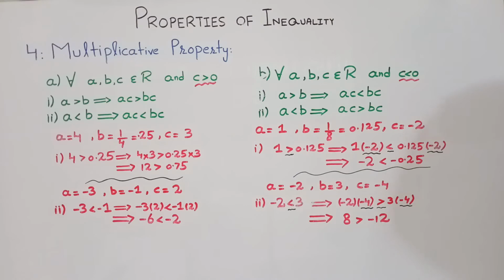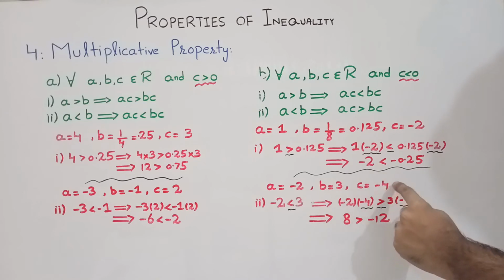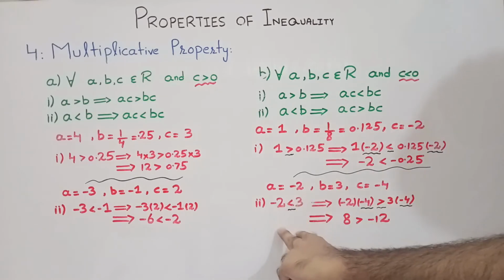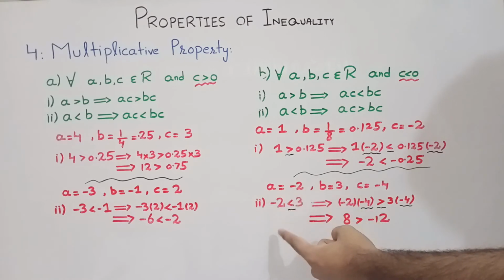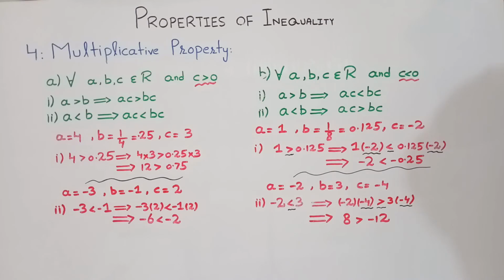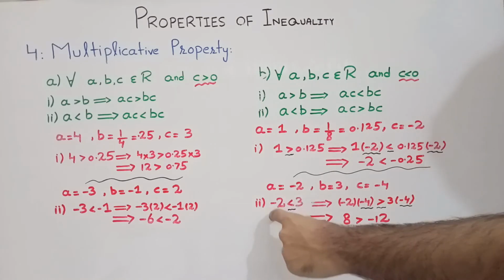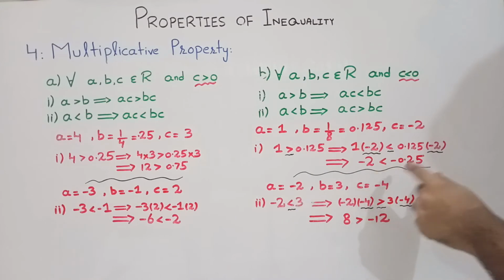Now for the second condition, we have another three real numbers. A is equal to minus 2, B is equal to 3, and C is equal to minus 4, as C should be a negative real number. We can say that A is less than B, as minus 2 is less than 3. Now we will multiply both sides of this inequality with the common negative number minus 4.